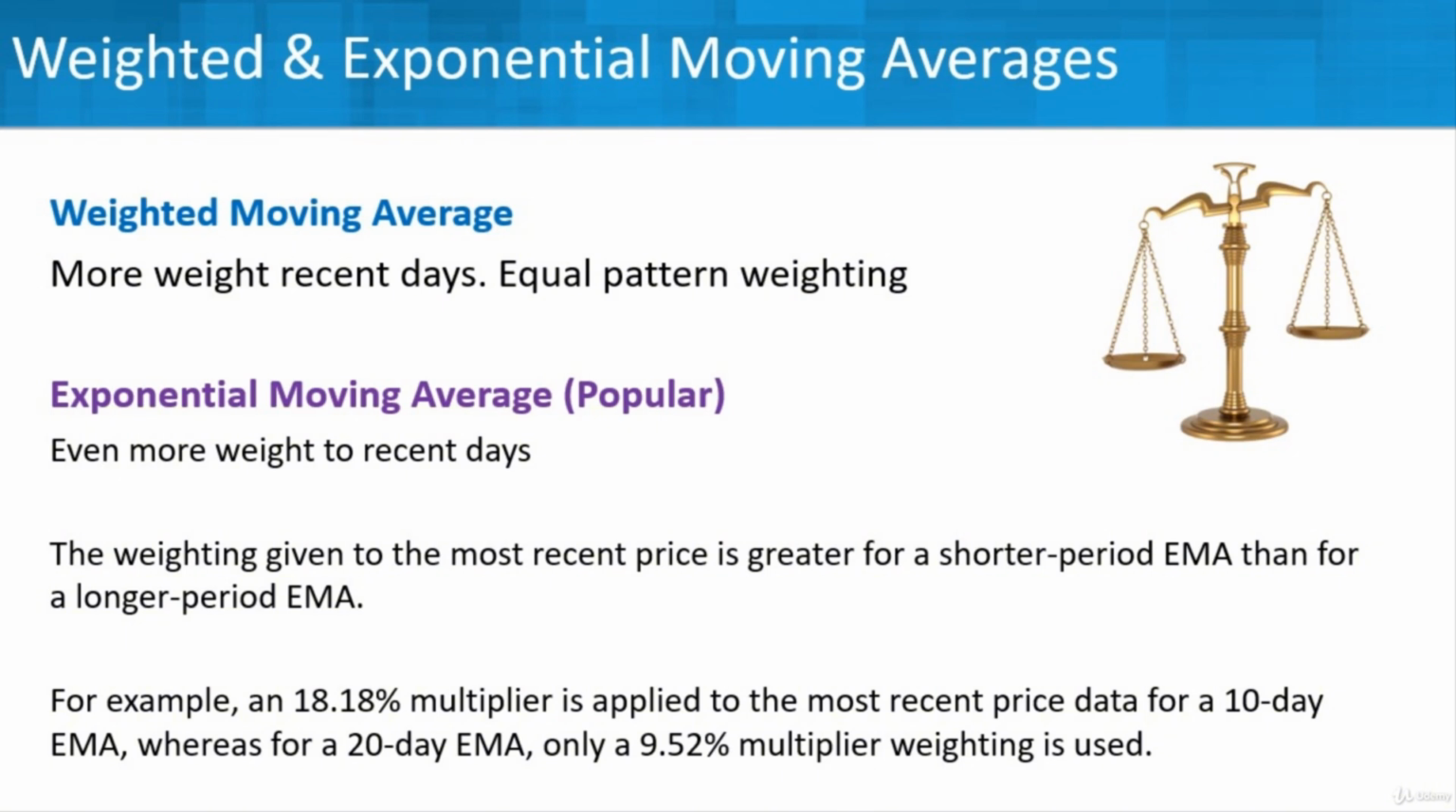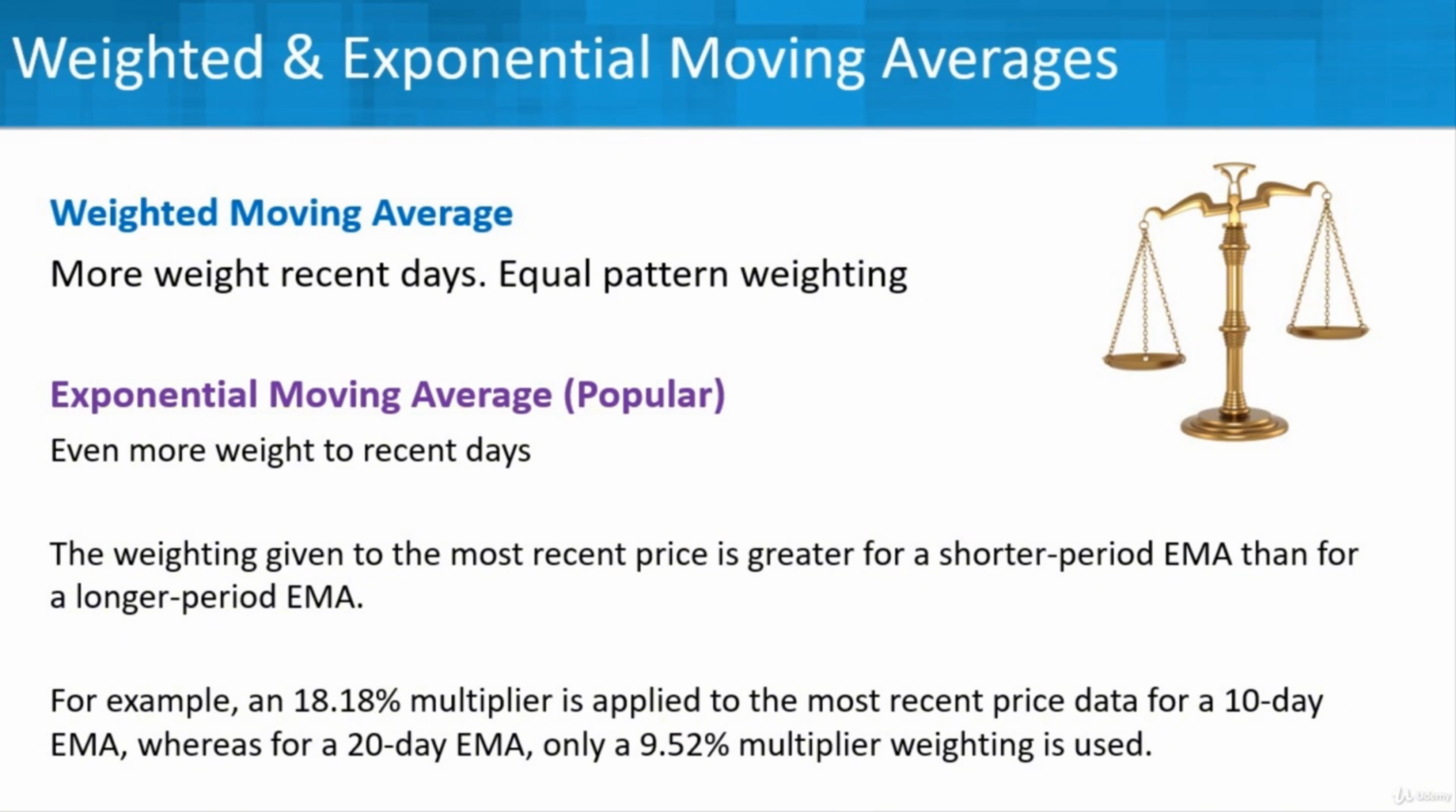Another one that's very popular is an exponential moving average, where it puts even more weight on recent days. The weighting given to the most recent price is greater for a shorter-term exponential moving average, or EMA, than for a longer period EMA. For example, they might apply multipliers. If an 18.18% multiplier is applied to the most recent price data for a 10-day exponential moving average, then for a 20-day EMA, that would be 9.52 as far as the multipliers they're using.